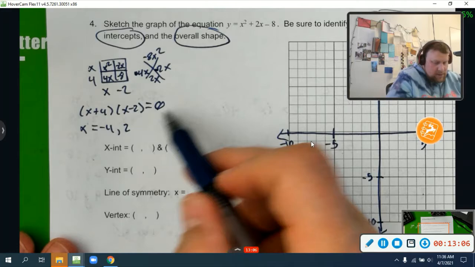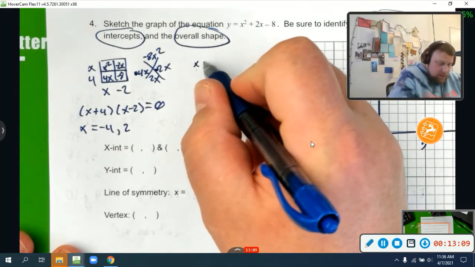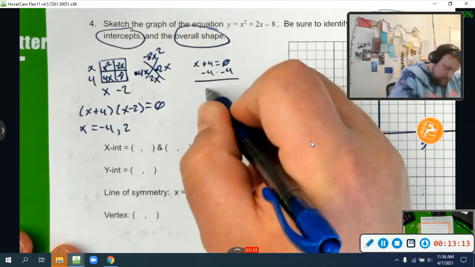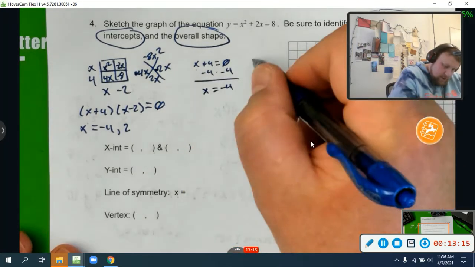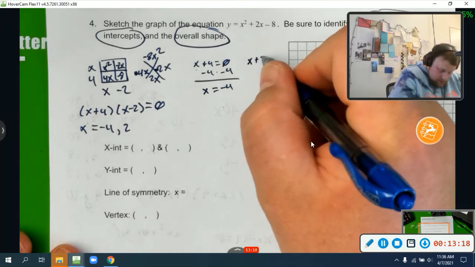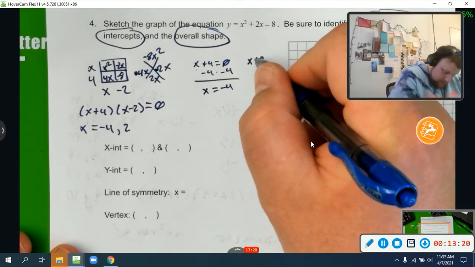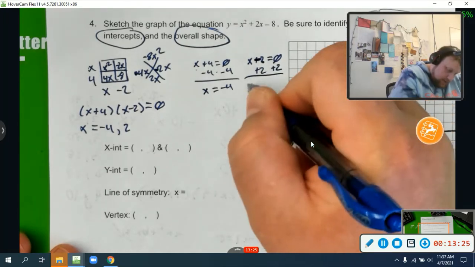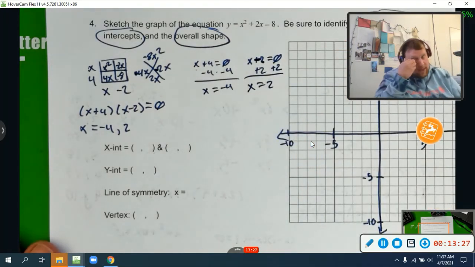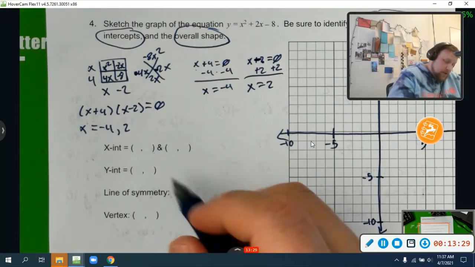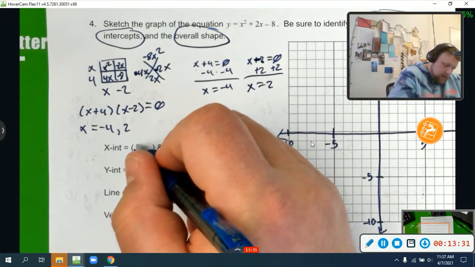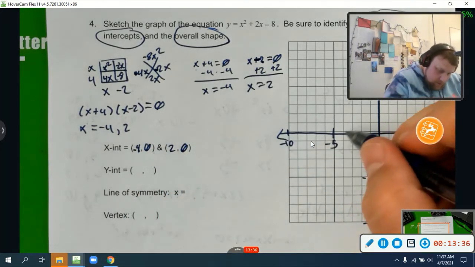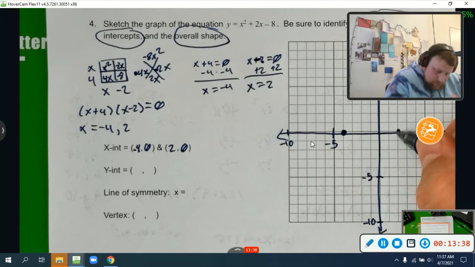Now, you're welcome to set them up. You can do your whole x plus 4 equals 0, subtract from both sides, x equals negative 4. You can do that. Do the same thing with x minus 2 equals 0. Add 2 to both sides, x equals 2. But again, unless it's more than one step, you don't have to do that. That's up to you. So now I know my x-intercepts. I have negative 4, 0, and 2, 0. I can even graph those, negative 4 and 2.